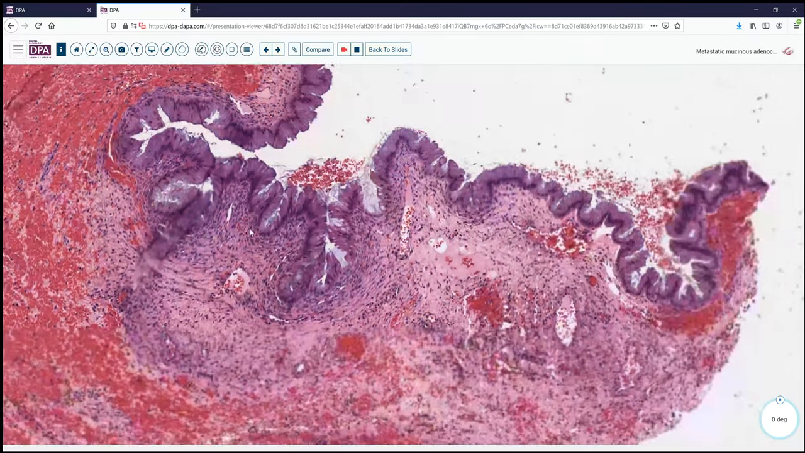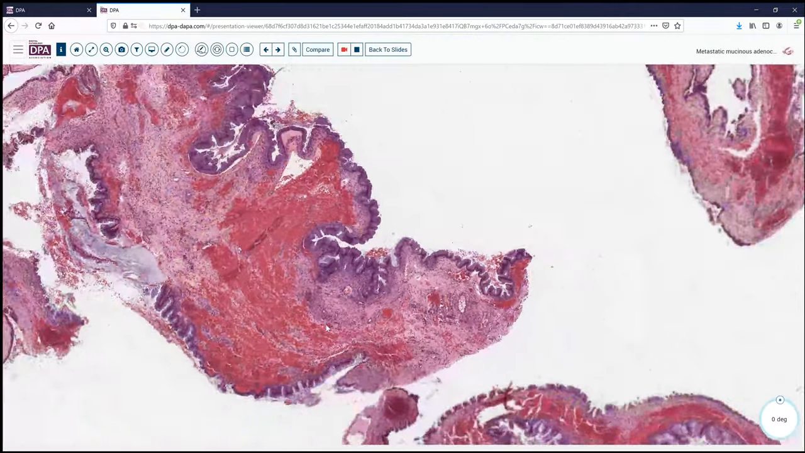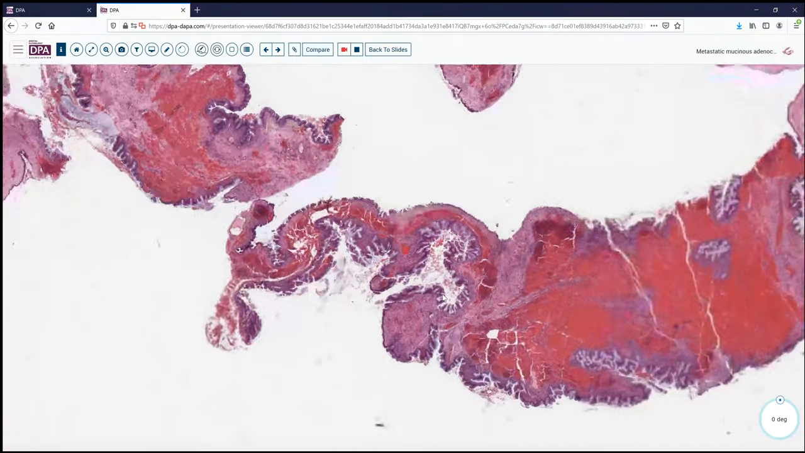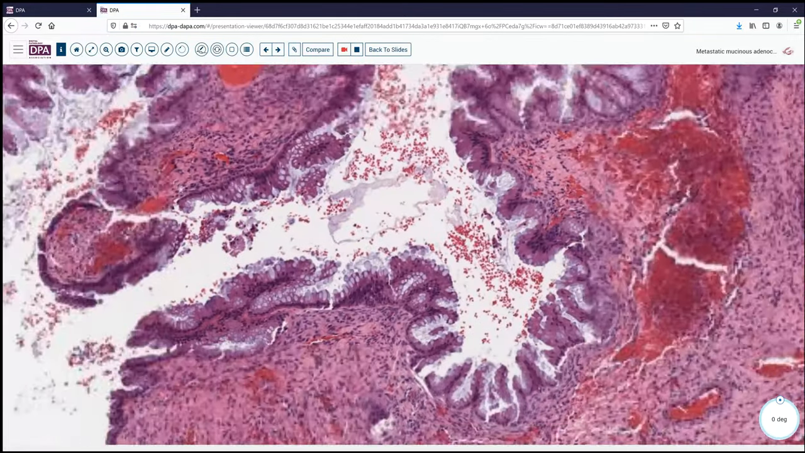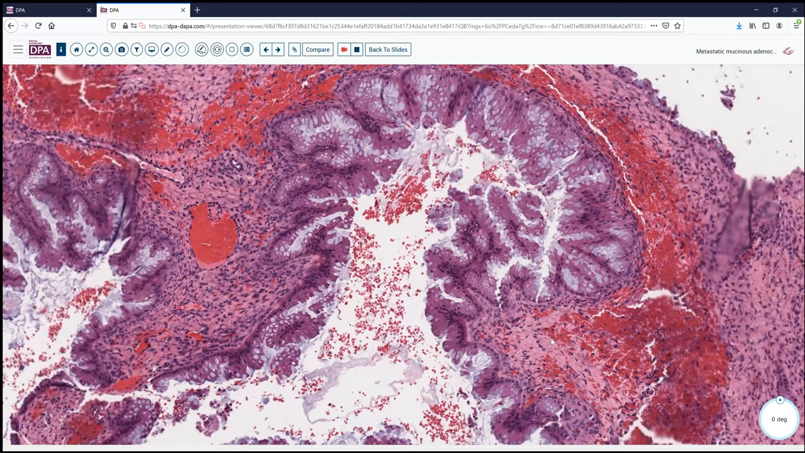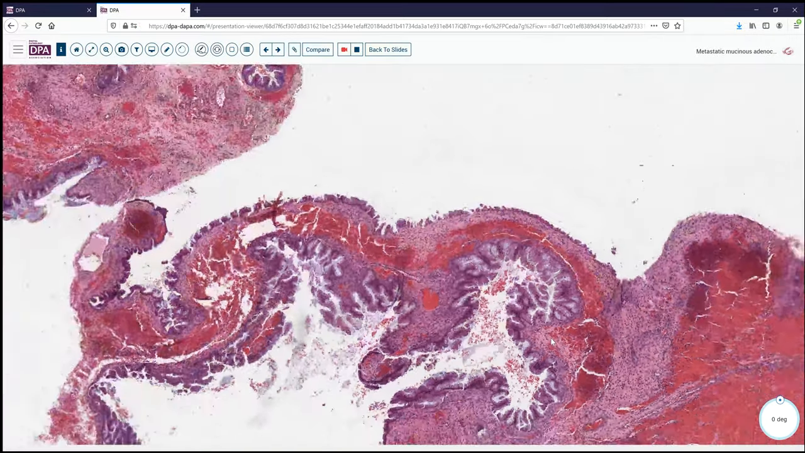So don't be disturbed by the fact that you don't see high-grade atypia or even definite dysplasia in one of these neoplasms. They can still be metastatic from an enteric source such as the appendix, gallbladder, and so forth. And that warrants further study on the part of the surgeon to potentially remove or identify those lesions.